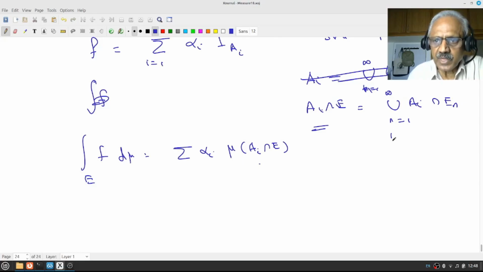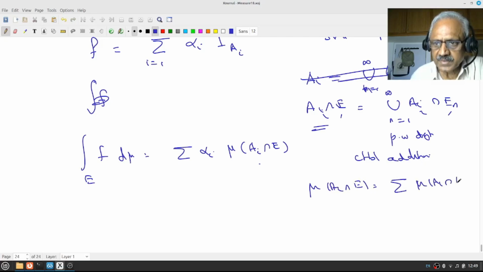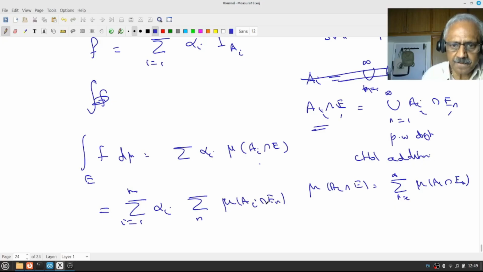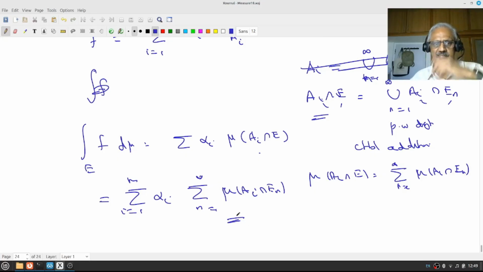Right? Now, this is a pairwise disjoint collection and all are measurable. Therefore, by countable additivity, mu of A_i intersection E is nothing other than summation of mu of A_i intersection E_n, n equal to 1 to infinity. Therefore, this is summation alpha_i, i equal to 1 to m, and then summation over n of mu of A_i intersection E_n, n is 1 to infinity. Is this clear? Pause, review, proceed.